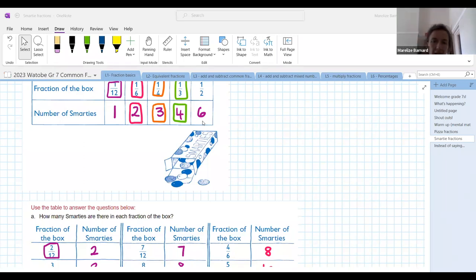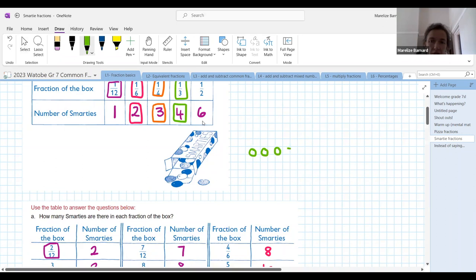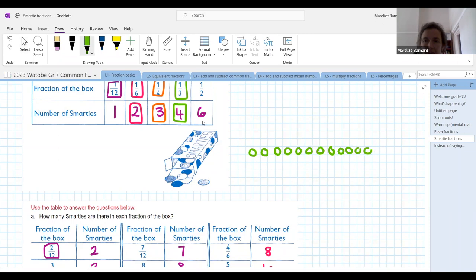So if we take them, and I'm literally going to draw them, 1, 2, 3, 4, 5, 6, 7, 8, 9, 10, 11, 12. Okay, and I give it out one by one to 12 people. How many Smarties will each person get if there's 12 people? One, that's it. So that's why we put the one there. So a 12th of 12 is one.